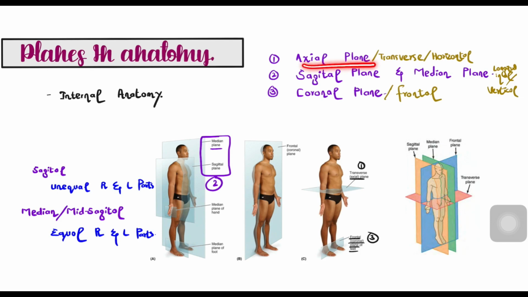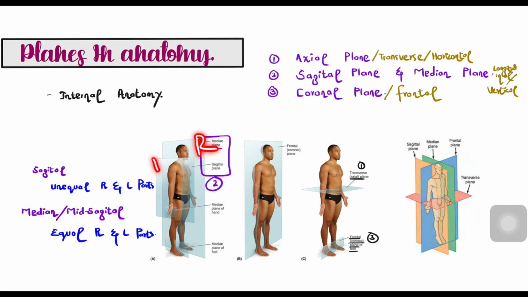most commonly, and these are the axial, sagittal, and coronal planes. The axial plane is also known as the transverse plane because the body is cut along the transverse plane into upper and lower parts, whereas in the coronal plane we cut the body along the frontal plane into anterior and posterior parts, and in the sagittal plane we cut the body along the longitudinal plane into right and left parts.